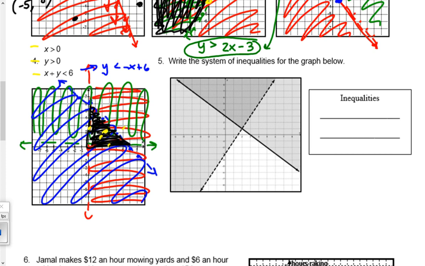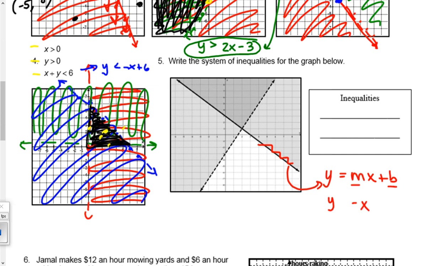So number 5 says write the system of inequalities for the graph below. So this time they've given us the graph, they've done the coloring, we're just supposed to write the equations. So let's start with the solid line. Remember, we always write equations as y equals mx plus b. So I need the slope and the y-intercept. So my slope here, it's kind of hard to tell because this is a little grayed out, but it looks like it's just a -1. It looks like everything is going over a box, down a box, over a box, down a box. So -1, or just negative x.